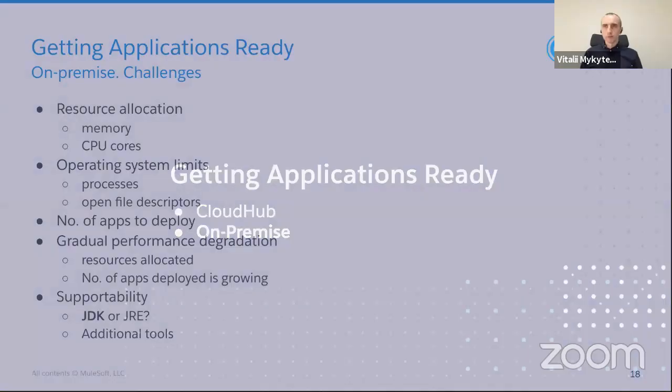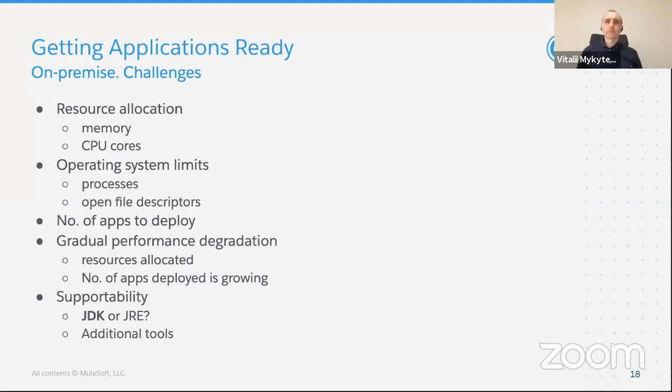Let's talk a bit about on-prem before we move to the next part. So when we deploy applications to on-premise, we have slightly different challenges. One of them is resource allocation. How much memory should we allocate for the runtime? How many CPU cores do we need to allocate? Because usually, in the typical scenario, a customer creates a virtual machine and allocates some resources to install the runtime there.